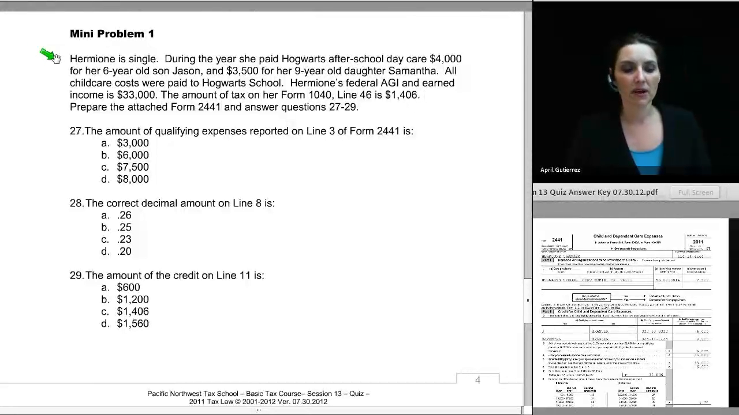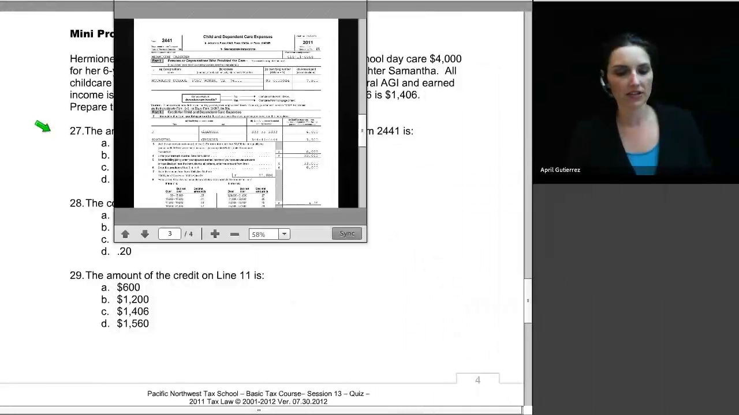And here we have the mini problem involving Hermione, who is single. During the year, she paid Hogwarts after-school daycare $4,000 for her 6-year-old son, Jason, and $3,500 for her 9-year-old daughter, Samantha. All child care costs were paid to Hogwarts School. Hermione's federal AGI and earned income is $33,000. The amount of tax on her Form 1040, line 46, is $1,406. Prepare the Form 2441 for her and then answer the questions, which is essentially what's on the lines. So let's pull up that answer key.